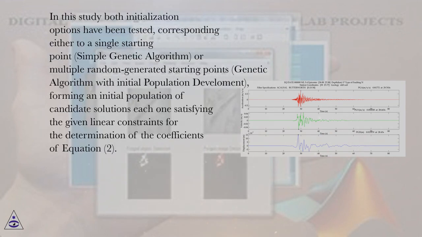In this study, both initialization options have been tested, corresponding either to a single starting point, simple genetic algorithm, or multiple randomly generated starting points, genetic algorithm with initial population development, forming an initial population of candidate solutions, each one satisfying the given linear constraints for the determination of the coefficients of equation 2.